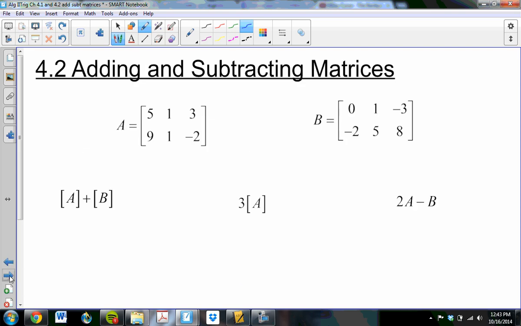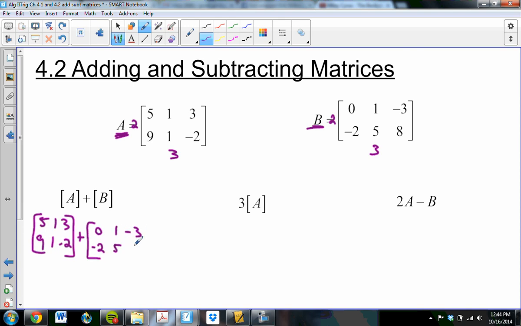4.2 is just adding and subtracting matrices. So here I've defined matrix A and I've defined matrix B. Since A is a 2 by 3 and B is a 2 by 3, we can add or subtract them. You can only add or subtract matrices that have the exact same dimension. So if I want to do A plus B, I do matrix A plus matrix B and match up the positions.